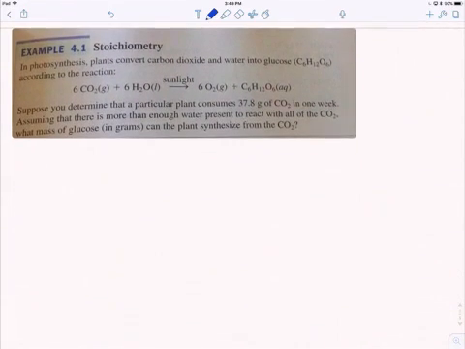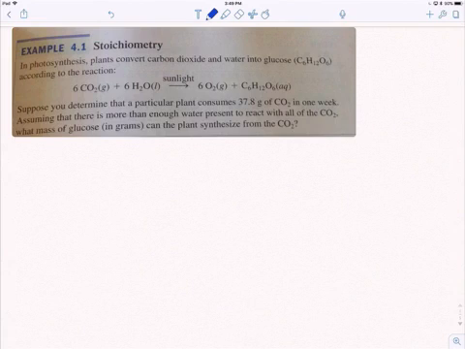Okay, so stoichiometry. Photosynthesis: plants convert carbon dioxide and water into glucose. Suppose a plant consumes 37.8 grams of carbon dioxide in 1 week with an excess of water. How much glucose in grams can the plant synthesize from the carbon dioxide? Now, more likely than not, the CO2 wouldn't be the one that was measured. It would more likely be the glucose at the end that you would look at, because it's really hard to measure the CO2. Let's go ahead and do this one. This is a limiting reagent problem, and just like your car's limiting reagent is fuel, you're told we have a limited amount of one, and the other is in excess.